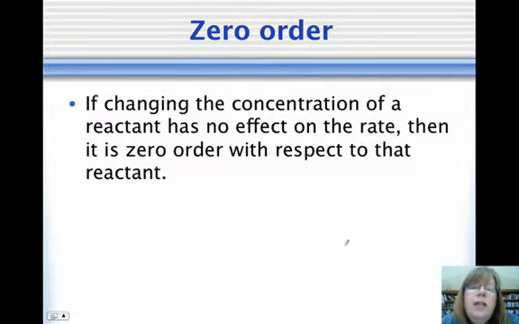Now, zero order is an interesting situation. You change the concentration of the reactant, and nothing happens to the rate. There's no effect. And so we say that it is zero order. And we're going to find out in later things, it just means that that reactant wasn't part of what we call a rate determining step. And so it's a zero order. So whatever you do to that concentration, it has no effect on the rate of the reaction.